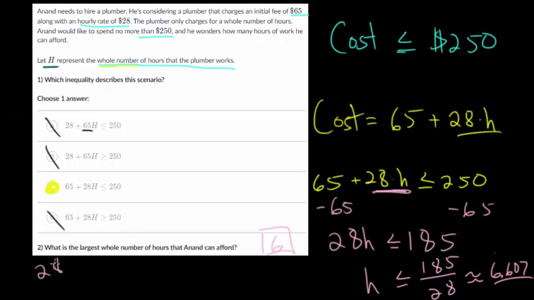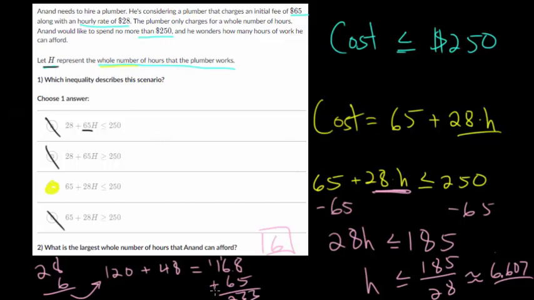Do your 28 times 6, figure out how much that hourly wage ended up working out to be. So 6 times 20 is 120, and 6 times 8 is 48. So when you add these, you get 168. And then we have to add to that our initial fee of the $65. So that brings a 3 there, put the 1 up there. You get 13, put a 1 up there. So 233, which is less than 250, so that works.